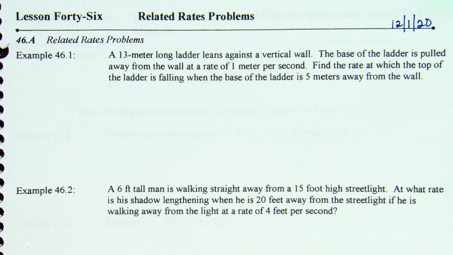A 13-meter long ladder leans against a vertical wall. The base of the ladder is pulled away from the wall at a rate of 1 meter per second. Find the rate at which the top of the ladder is falling when the base of the ladder is 5 meters away from the wall.